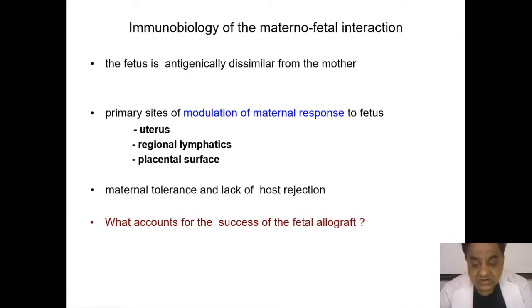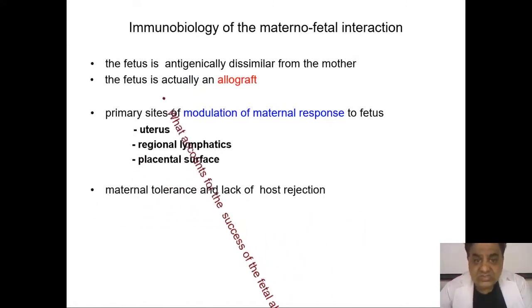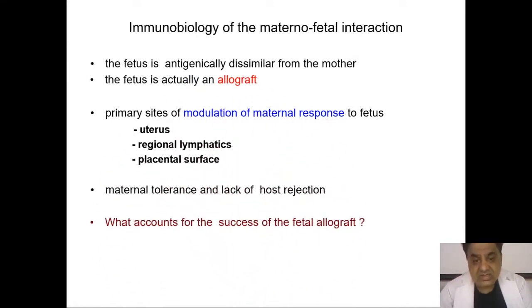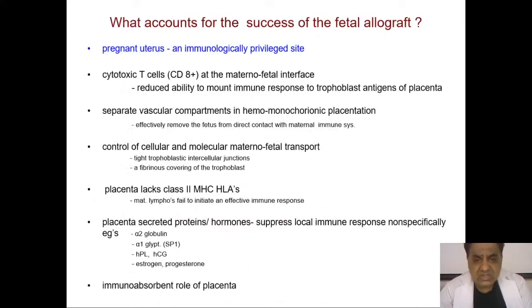Now, why does the fetal allograft survive? As I said, the fetus is an allograft, and how it survives is a very enigmatic issue in immunology, but certain theories have come up. For example, the pregnant uterus, like some organs of the body, is an immunologically privileged site.